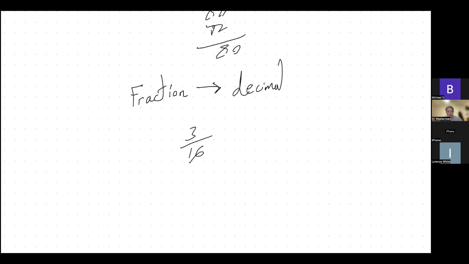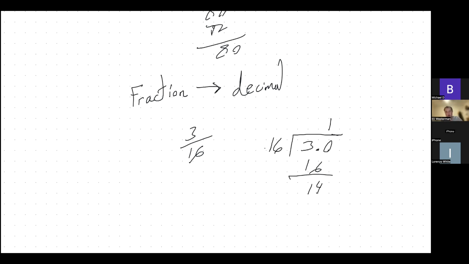So we have 16 and we have 3, except I did it backwards. It's the other way. Let me get my pen. 16 into 3. Now we're going to have to add a decimal and add a 0 and say 16 goes into 30 one time. 16, 30 minus 16 is 14.